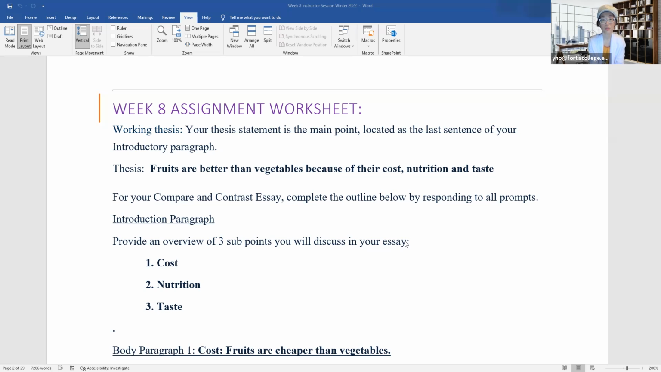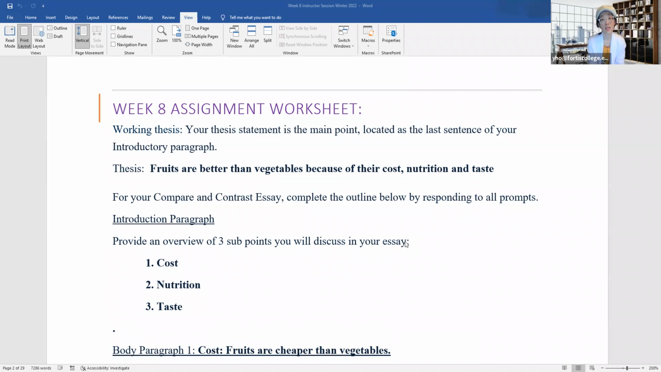Fruits are better than vegetables because of their cost, nutrition, and taste. So here you have a really good thesis statement because you have the what, the topic, fruits are better than vegetables, opinion. So that's the what part. Remember that when you have a thesis statement, you need to have the what and the why. The what is the topic and the opinion, and the why are the reasons for that opinion. Because whenever you make a claim in English, you have to have credible evidence, and your credible evidence will be your reasons.